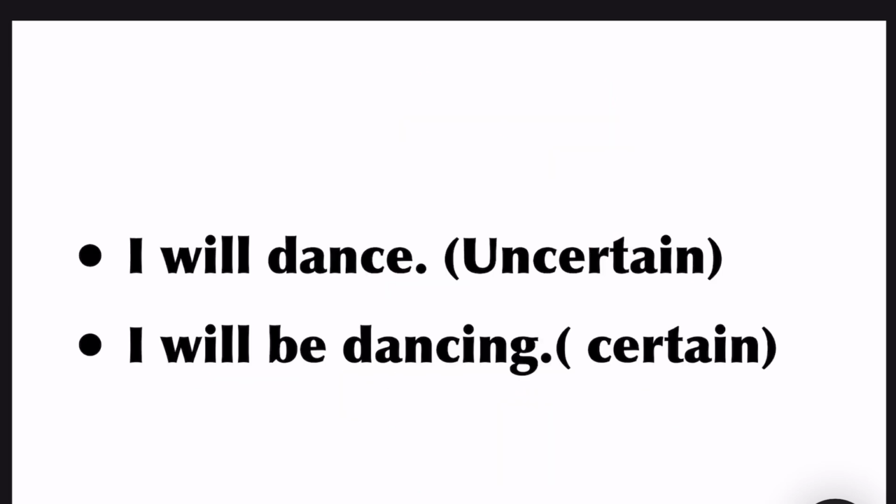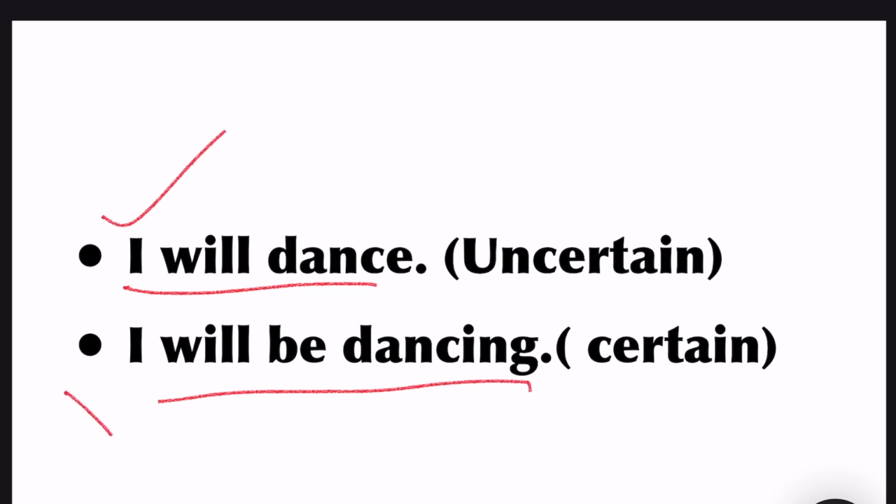Look at these examples. I will dance. I will be dancing. I will dance is a simple future tense. I will be dancing is future continuous tense. When you use simple future tense, the action is uncertain. It may happen or may not happen.